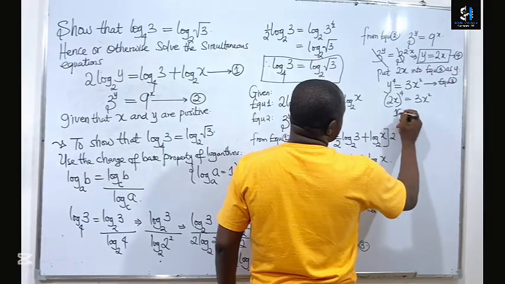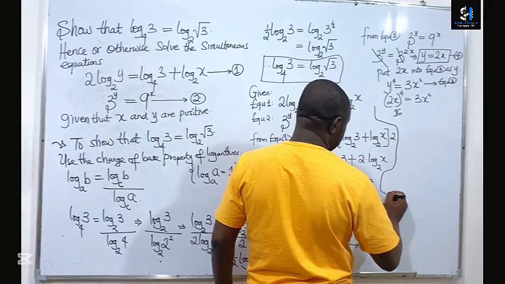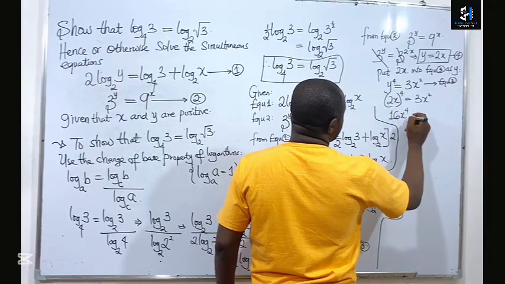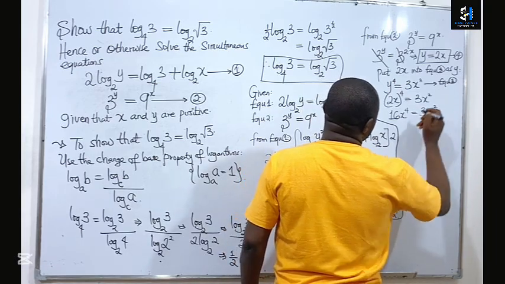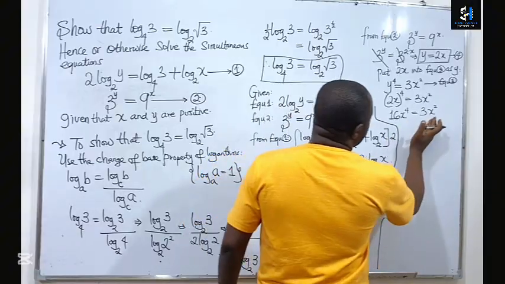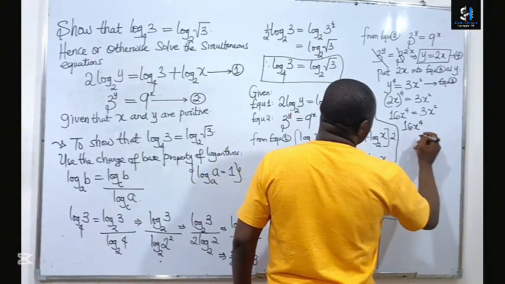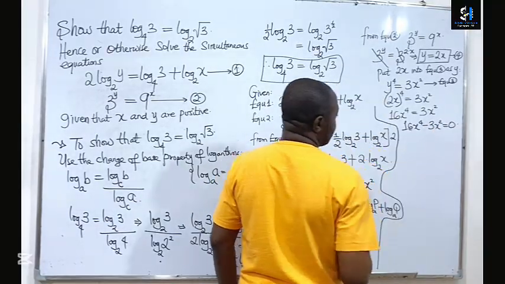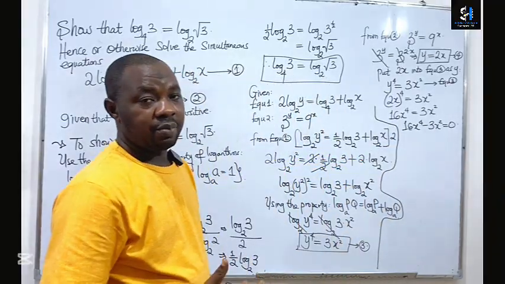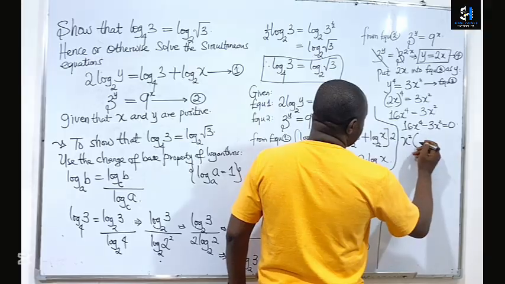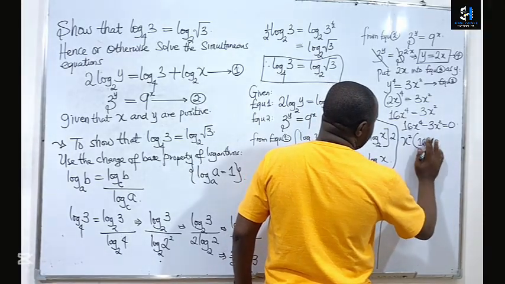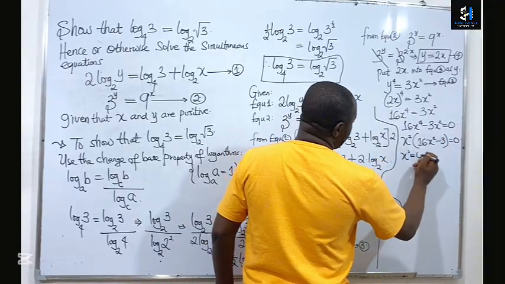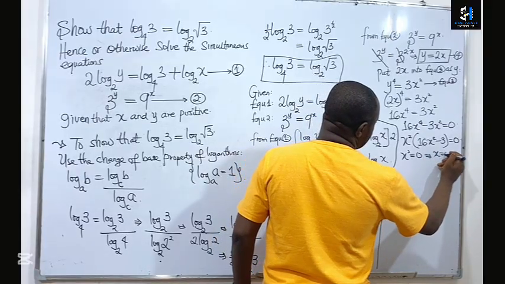2x raised to the 4th power will be 16x to the 4th. So this will be 16x raised to the 4th power equals 3x squared. Okay, now I'm going to bring this here so that we have 16x to the 4th power minus 3x squared equals 0. Now I can factor out x raised to the power of 2. So we have x squared times (16x squared minus 3) equals 0. Okay, x squared equals 0, which implies that x equals 0.